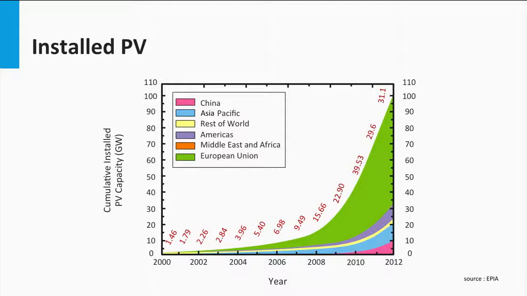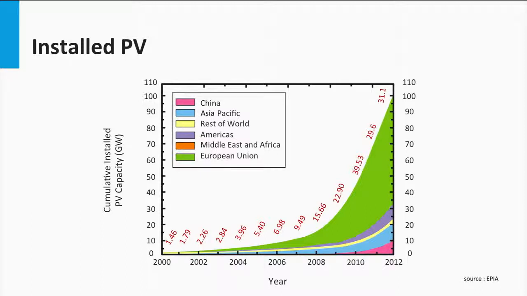The Asia-Pacific region, shown in light blue, is a good second, where most of the PV power is installed in Japan. The pink color corresponds to China, which shows an unprecedented increase in the installed PV capacity from 2010 to 2012. The purple area reflects the PV capacity installed in North and South America. Orange corresponds to the Middle East and Africa, whereas yellow corresponds to the rest of the world.